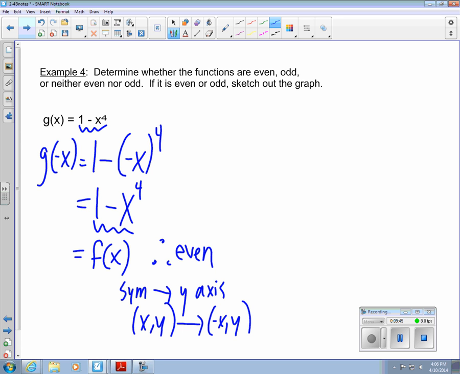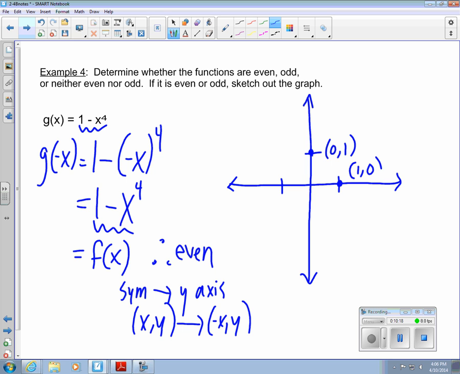So just drawing a quick little graph of this here. We have our x and y axis. So plotting our first point, if we want just our y-intercept, we put 0 in for x, and that gives us 1. So we have (0, 1). That's our y-intercept. All right. And also if we just plot the point 1 on both sides, if we plug 1 into the equation, we know that 1 minus 1 to the 4th is 0. So this is (1, 0). So we'll plot this here.